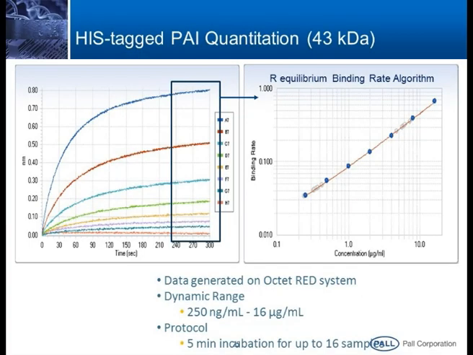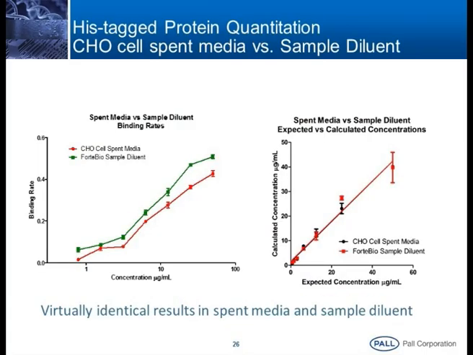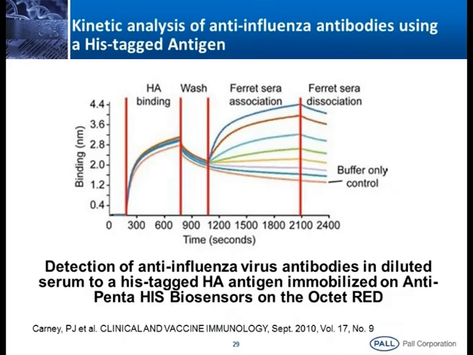This is one example, protein A quantitation, histag protein A. The dynamic range is 250 nanogram per ml to 16 microgram per ml. Here they performed the measurement in media versus just buffer, and the results are on par. So we can use it even to quantify the protein in your culture. This is one of the examples.